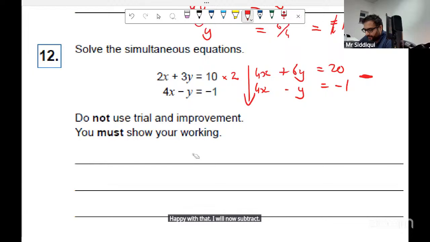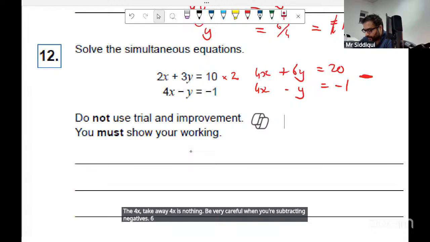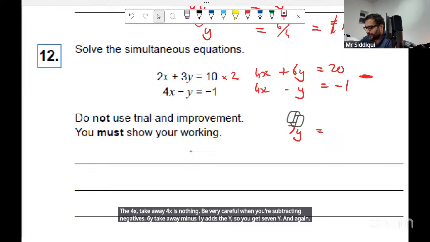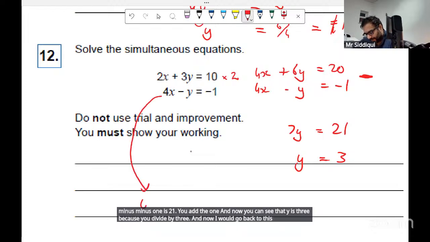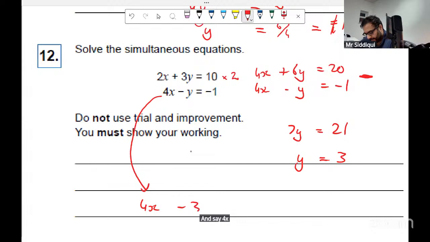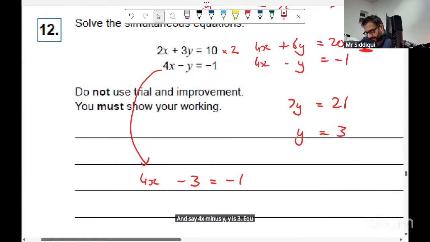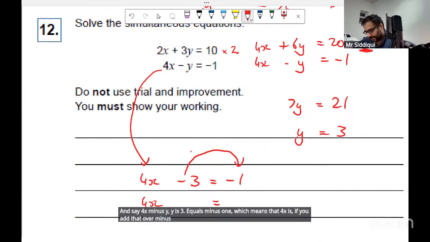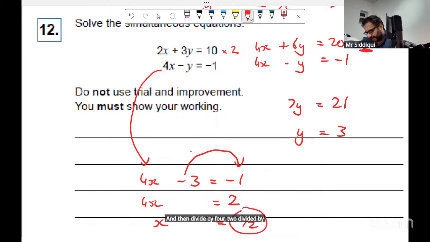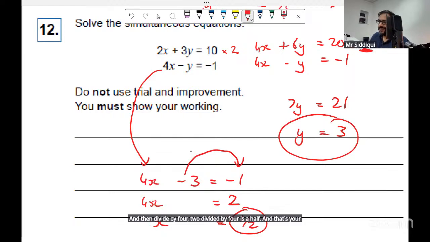The 4x take away 4x is nothing. Be very careful when you're subtracting negatives. 6y take away minus 1y adds the y, so you get 7y. And again, 20 minus minus 1 is 21. You add the 1. And now you can see that y is 3 because you divide by 7. And now I would go back to this and say 4x minus y is 3, equals minus 1, which means that 4x is, if you add that over, minus 1 add 3 is 2. And then divide by 4. 2 divided by 4 is a half. And that's your answers. They are your answers to that question.